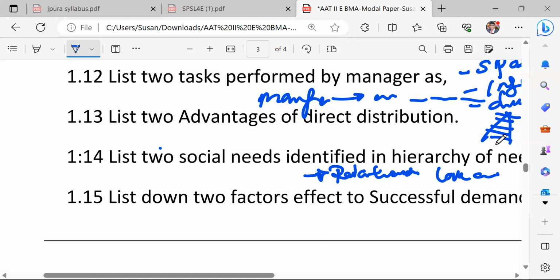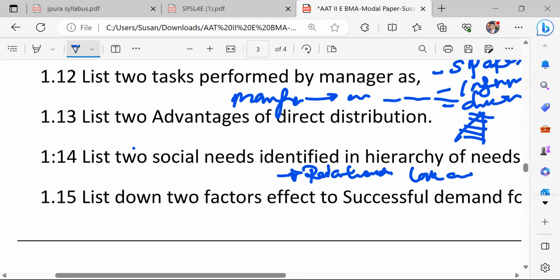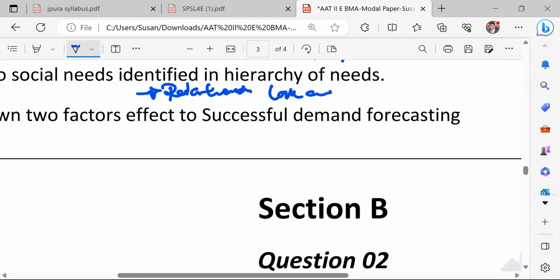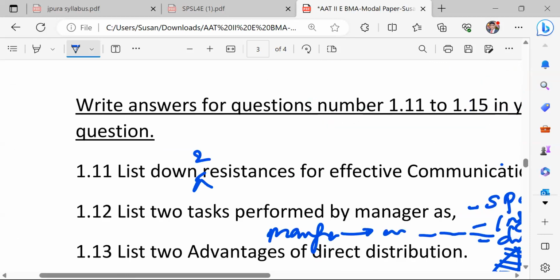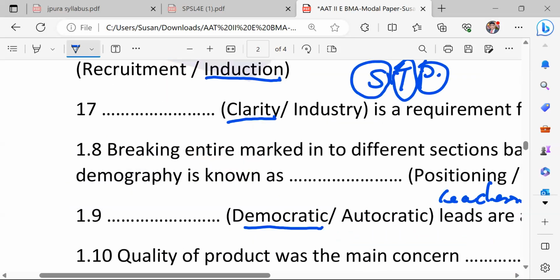This question is related to lesson 3, operations management, in your study pack. Follow the lesson that we have uploaded. This is the end of question number 1, questions 1 to 1-5 that you have to answer.